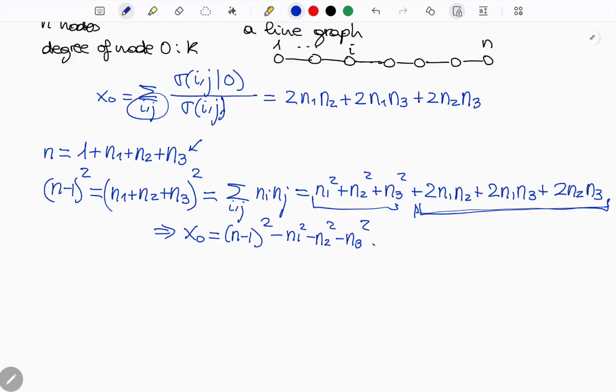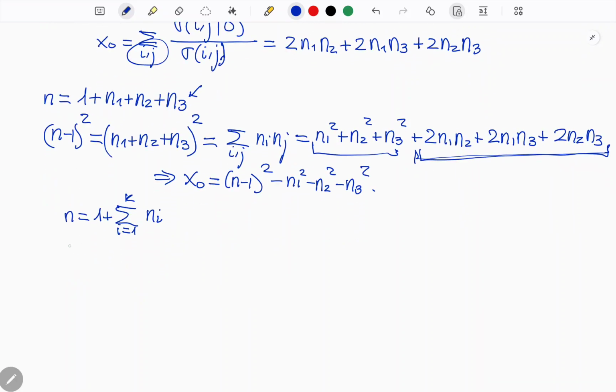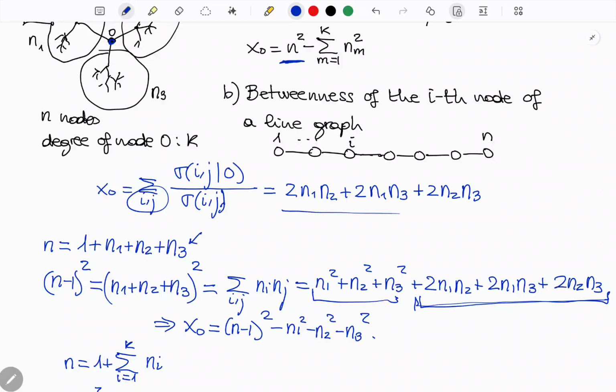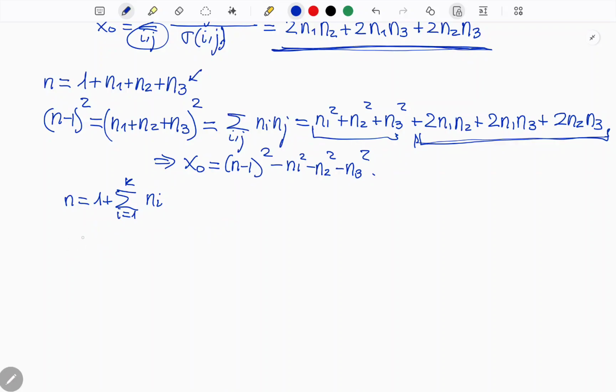So what I'm going to find is that now the number of nodes is going to be 1 plus the addition from i equal to 1 to k of ni. Okay, and now n minus 1 squared, still we have the same expression here, okay? So here we have that the betweenness centrality is going to be twice the addition for i, j different from i of ni nj.